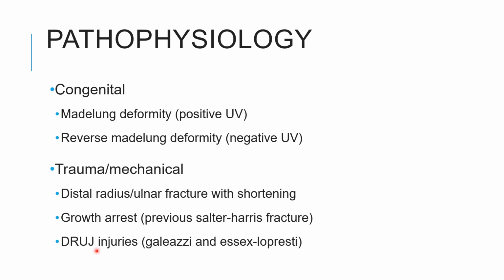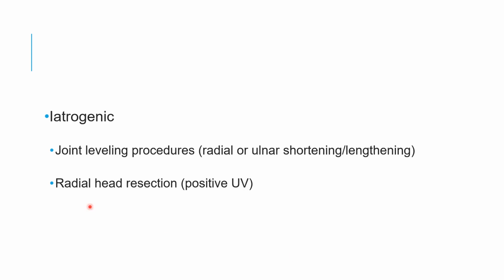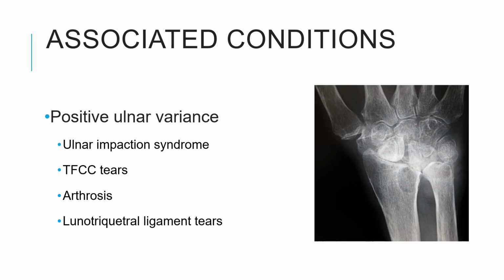Distal radioulnar joint injuries, which occur in Galeazzi fracture dislocation or in Essex-Lopresti fractures, can cause ulnar variance. So iatrogenic causes, like joint leveling procedures such as radial shortening or lengthening, ulnar shortening or lengthening, and radial head resection, can cause a positive ulnar variance.